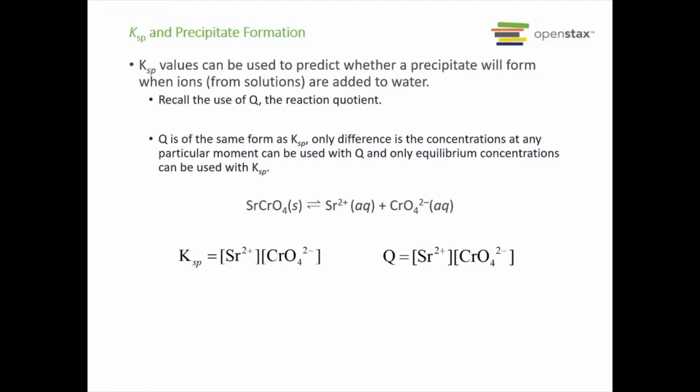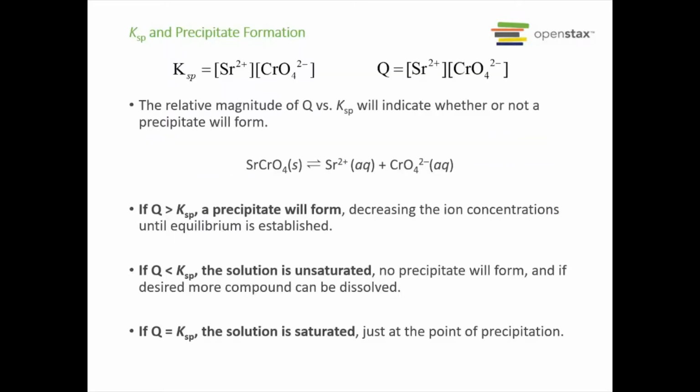We can use our KSP values to predict if we're going to get a precipitate or not. Just like before, like I just talked about, if we have a Q greater than KSP, we get a precipitate. If it's less than, then we have an unsaturated solution, so no precipitate. And if they're equal, we're saturated, and that means we're right where your precipitation is going to begin.